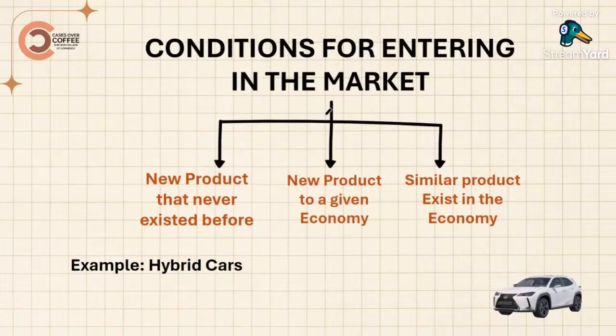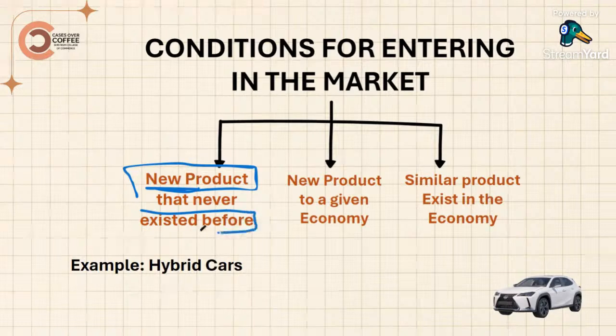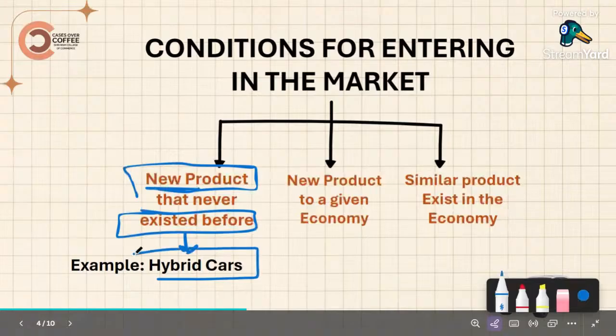Now, this is something which is very, very important. In market entry cases, we have basically three types of cases. Number one, the company has launched a new product. The product never existed. For example, the hybrid cars. There was a time where we had petrol or the EVs, but then we came up with something called a hybrid car. So it was something which was introduced.